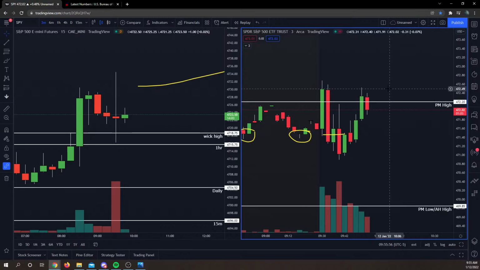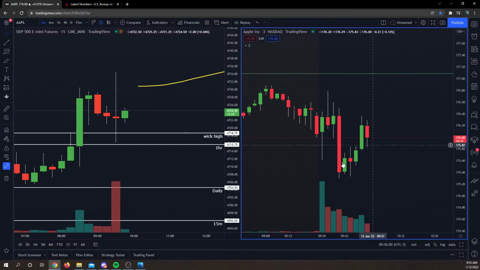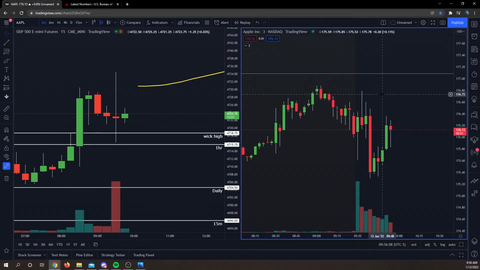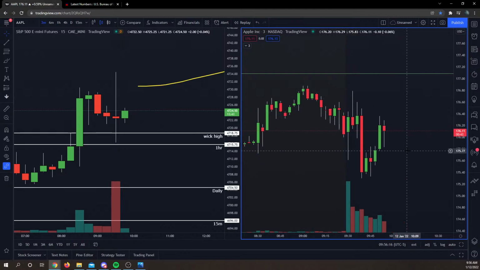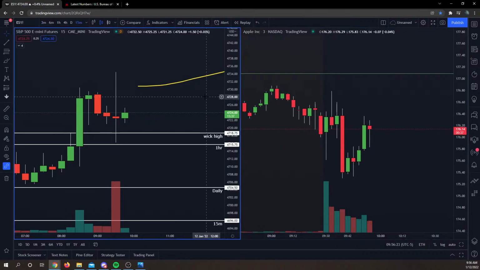Let's go check on Apple real quick. So Apple saw a nice little pop. That's why we can expect SPY to pop a little bit. So if Apple were to move and go retest its pre-market high, then we would more than likely see a new high of day with SPY. Pretty wicky candle here at the top, or here at the bottom, I should say, on Apple.